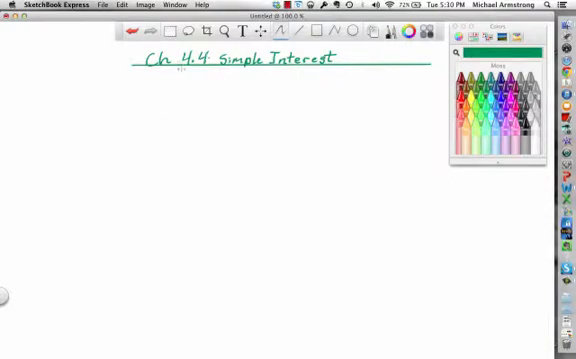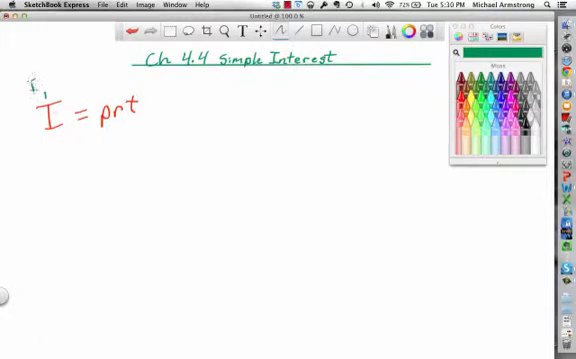Okay, this is chapter 4.4 on simple interest. This is kind of fun, but I say that knowing that a lot of times students don't think it's fun right away. We've got an important formula, I equals PRT, principal times rate times time, and we have to memorize that. We just have to do it.